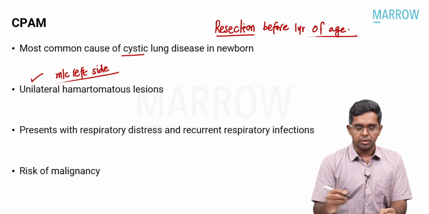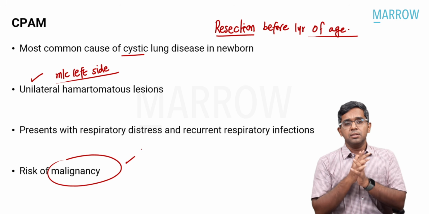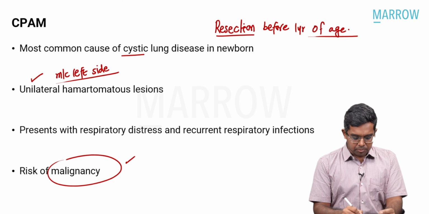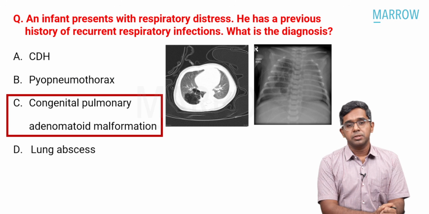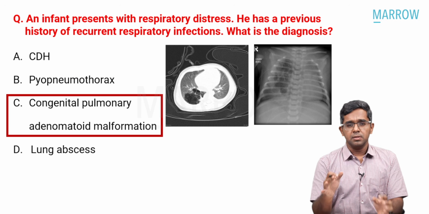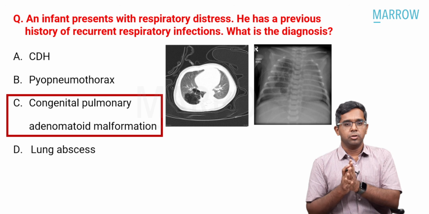This is something very important. Why? Especially because of the risk of malignancy, all of these children should undergo resection before the age of 1 year. So, with all the discussion points, the answer for the question is option C, congenital pulmonary adenomatous malformation. The key feature in this question is how you differentiate between diaphragmatic hernia and congenital pulmonary adenomatous malformation.